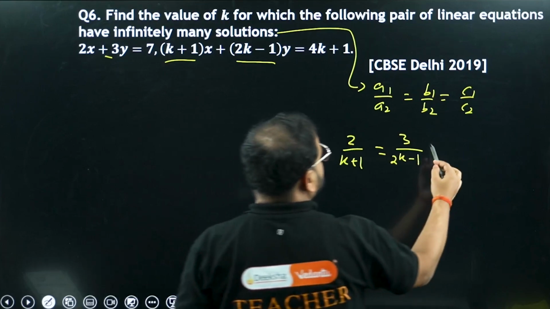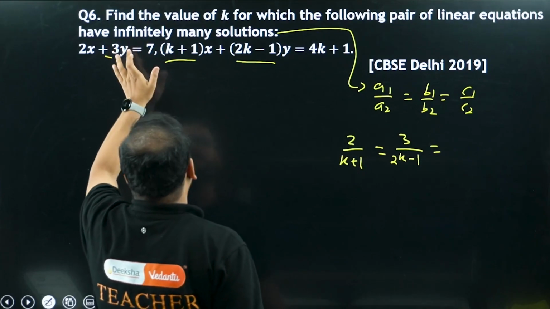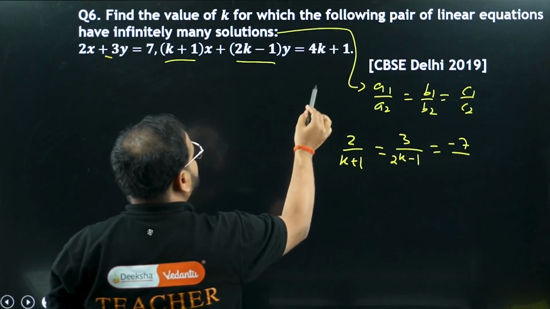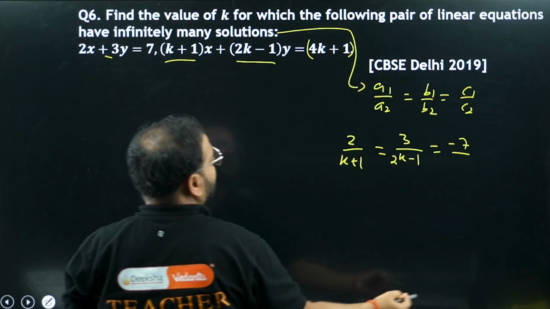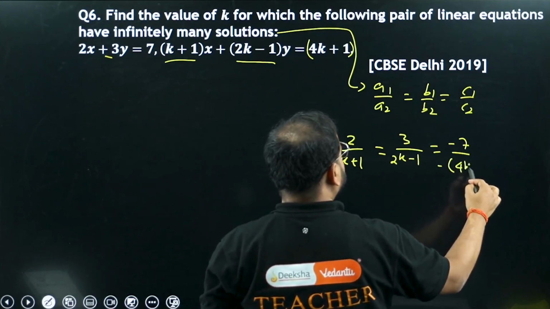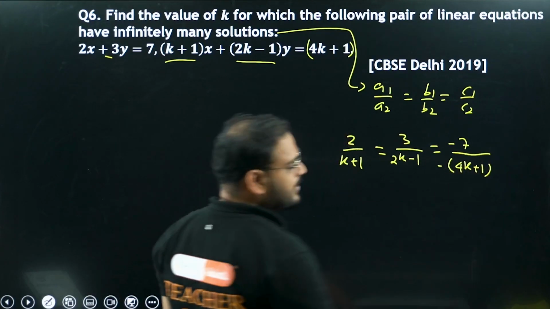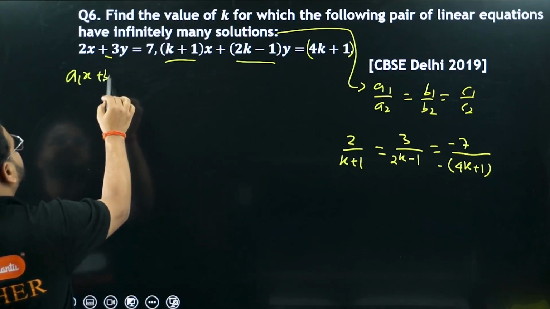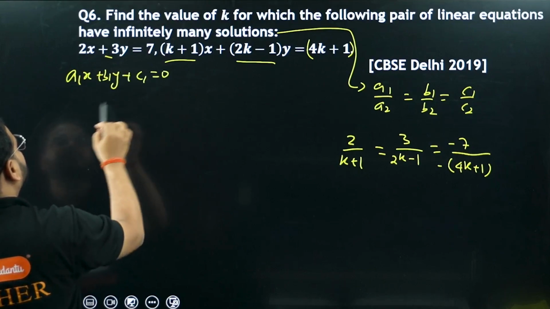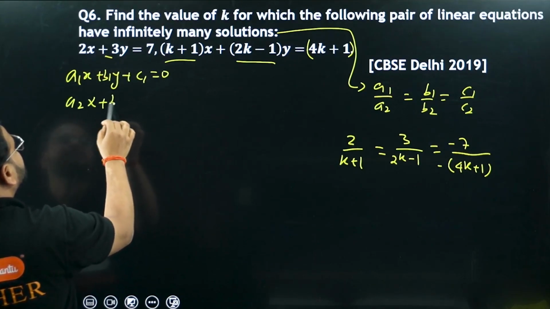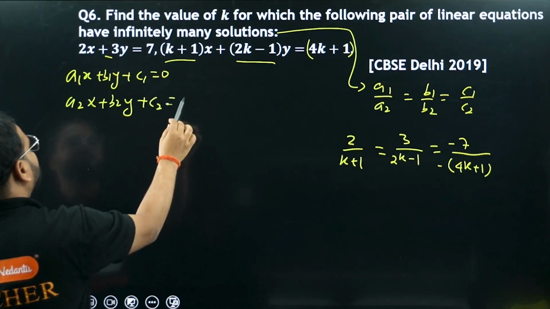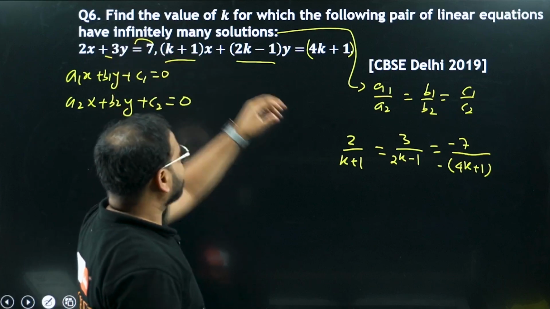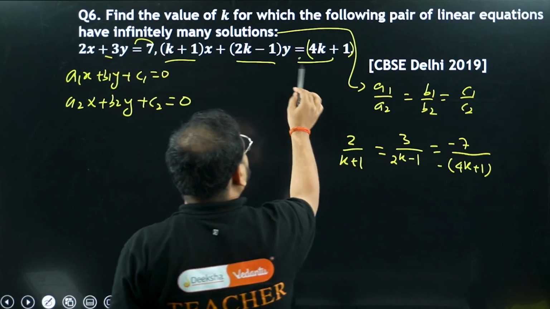Okay, what about C1, C2? Please check. I'll bring this 7 over here, it'll become minus 7. And I'll bring this 4K plus 1 over here, it'll become minus of 4K plus 1. I hope you're not confused why I'm bringing it on this side: in the standard form, A1x plus B1y plus C1 equals to 0, same thing, A2x plus B2y plus C2 equals to 0, so the right hand side has to be 0. So I have to bring the 7 on this side, and this also on this side.